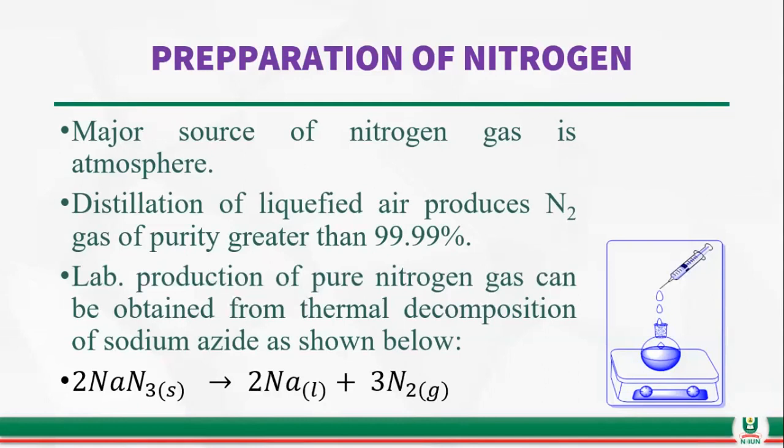So it's very good for everyone that wants to use nitrogen from time to time to have a nitrogen generating plant installed, because it will give you almost 100% purity of nitrogen gas. That's why it's easier to produce. By liquefying the air, you are able to get 99.99% purity of nitrogen gas. However, the laboratory production of pure nitrogen gas can be obtained from the thermal decomposition of sodium azide.